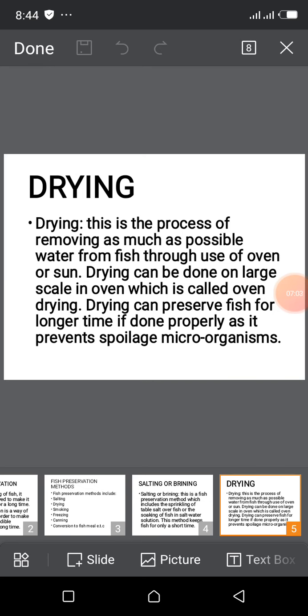Now, what drying tries to do is to find a means of removing as much water as possible from the fish in order to reduce the moisture content. Because once the moisture content in the fish is reduced, microorganisms will find it difficult to reproduce and grow. And that is the reason why drying could be used to preserve fish. Drying can preserve fish for a longer time if done properly, because it will prevent spoilage microorganisms from reproducing.